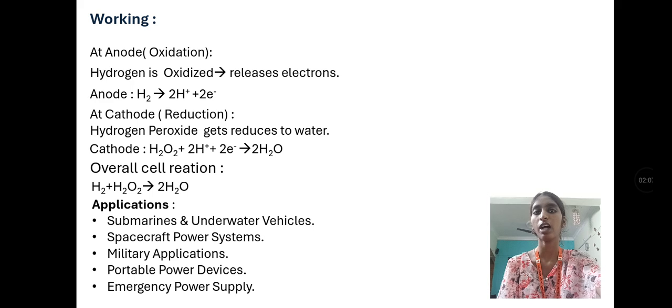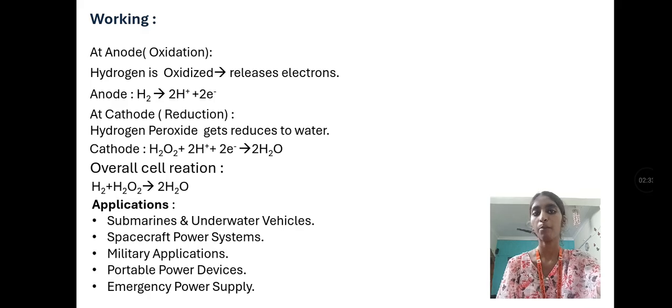Working. At the anode, oxidation: hydrogen is oxidized and releases electrons. Anode: H2 giving rise to 2H plus and 2 electrons. At the cathode, reduction: hydrogen peroxide gets reduced to water. Cathode: H2O2 plus 2H plus and 2 electrons giving rise to 2H2O. Overall cell reaction: H2 plus H2O2 giving rise to 2H2O.